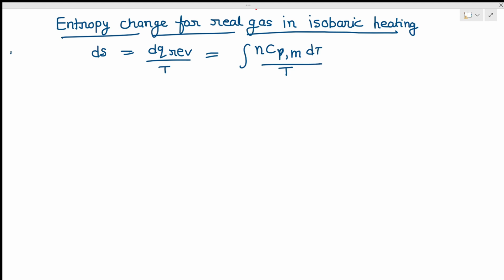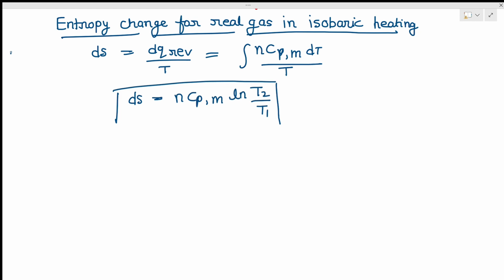So dS will be equal to n Cpm natural log of T2 upon T1. Okay. So this is the formula when you have been given the isobaric process. It means when the pressure is constant.